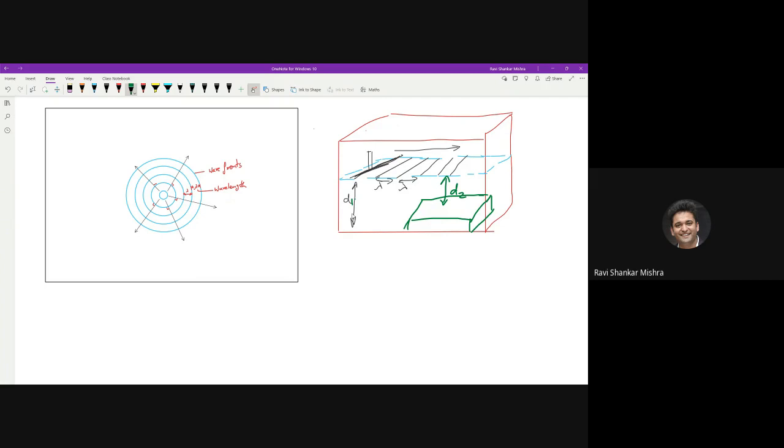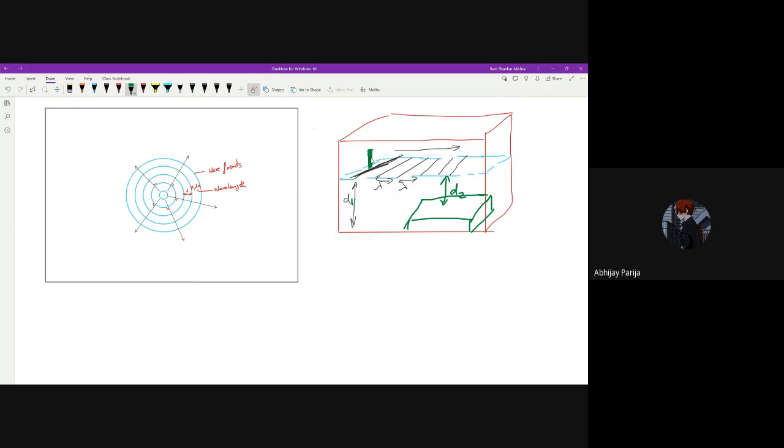Okay, now here you understood what the wavefronts are, what the wavelength is. These are circular wavefronts and these are parallel wavefronts, right? The wavelength will be the distance between two consecutive wavefronts. Is it clear?